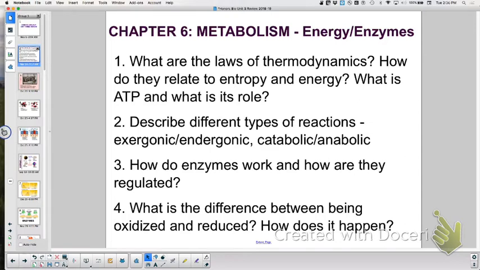Keeping going. Okay. Energy cannot be created or destroyed. It can only what? Transfer. And the second law says every time it transfers, you will lose some as heat. Good. All right. How do they relate to entropy and energy?